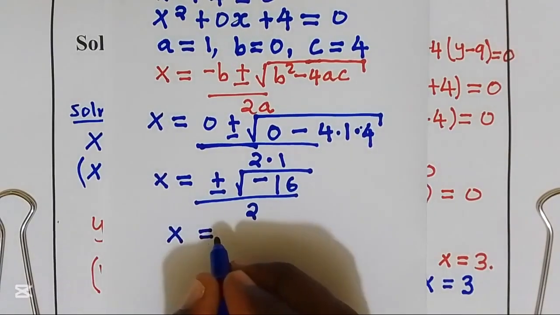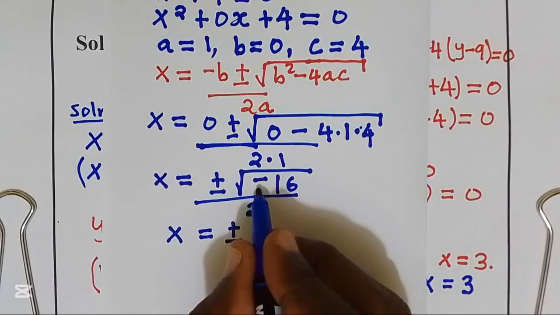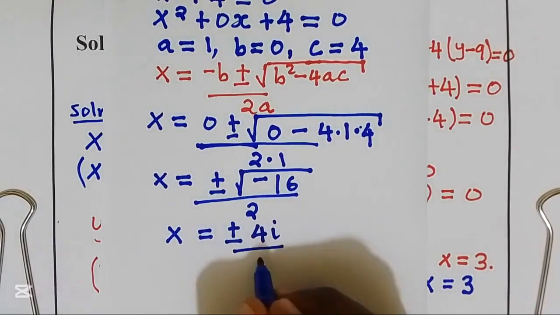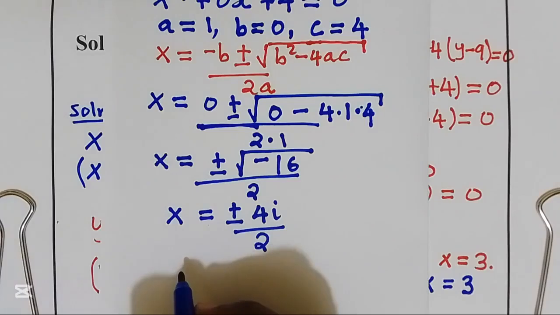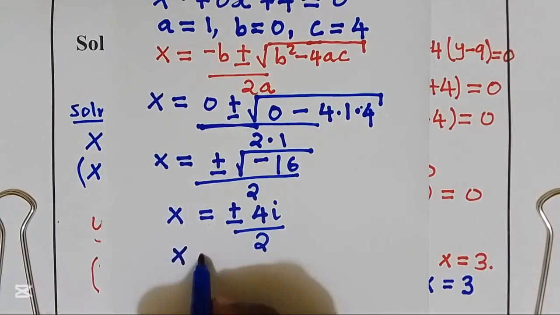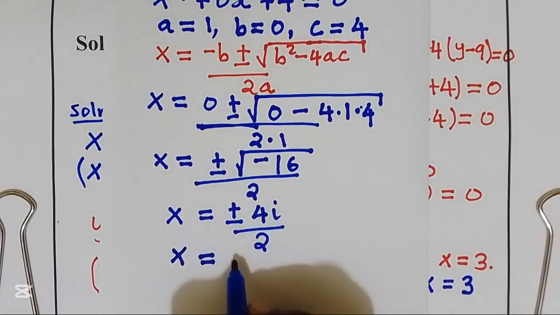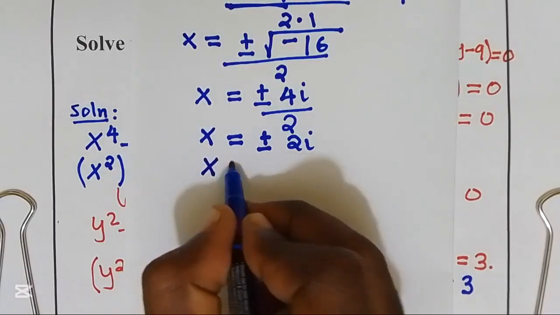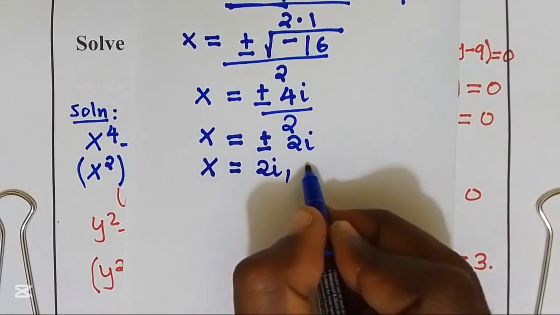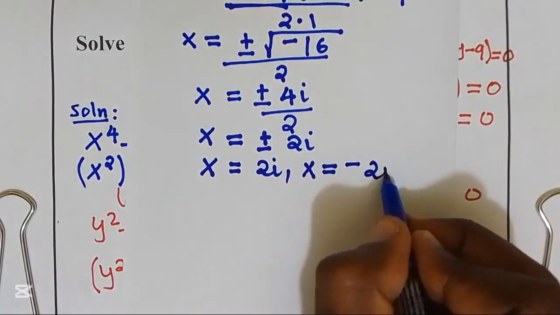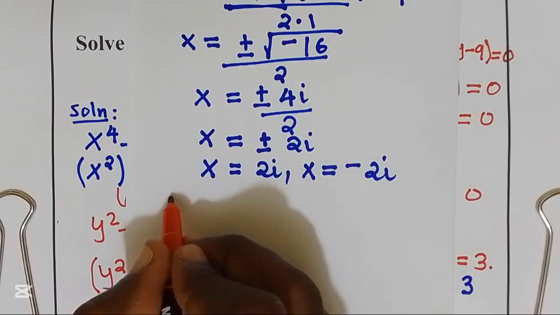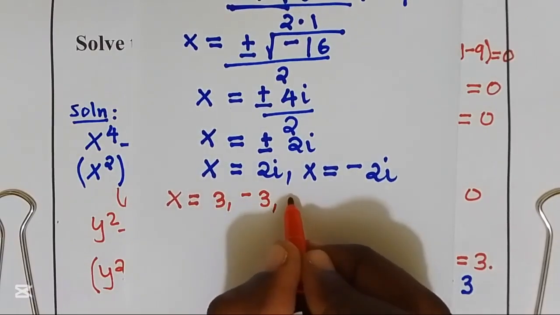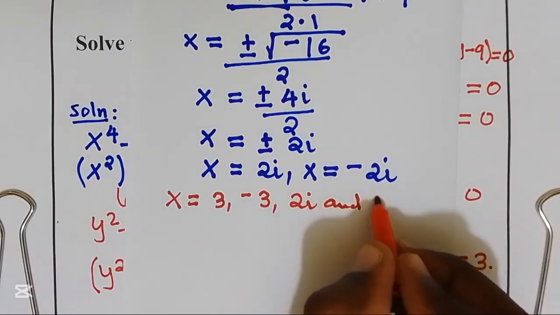X will be equal to plus or minus the square root of minus 16. I'm going to get a complex number, that is 4i over 2. X is equal to 4 divided by 2, we get plus or minus 2i. The value of x is equal to 2i, or x is equal to minus 2i. The solutions of our equation are x is equal to 3, negative 3, 2i, and minus 2i.